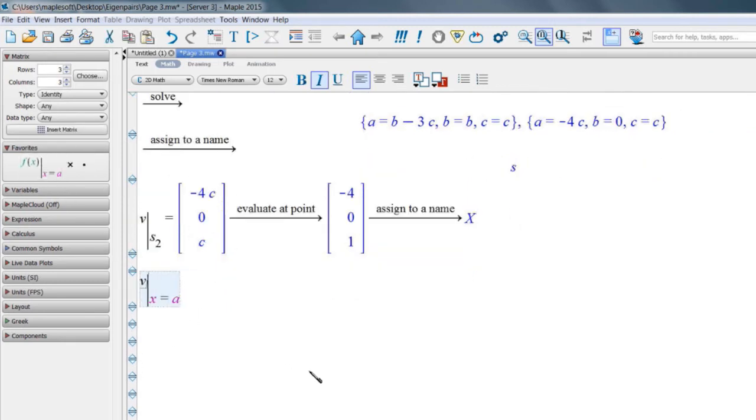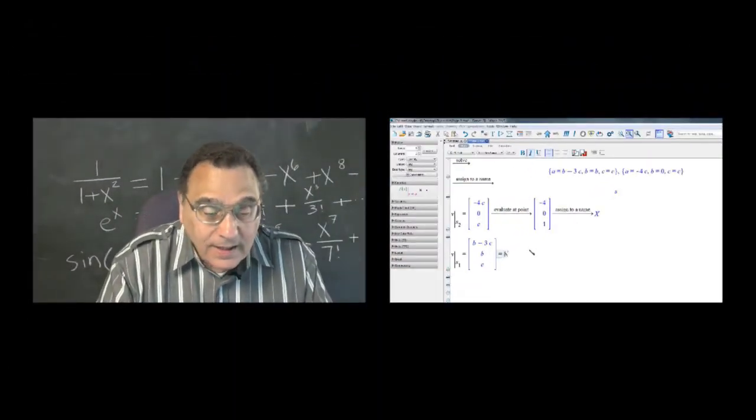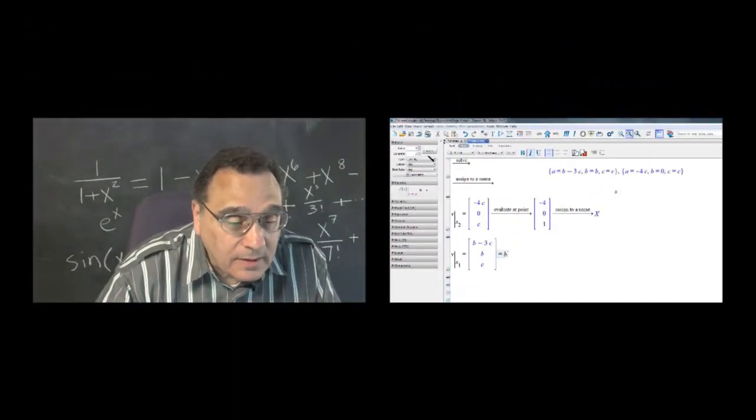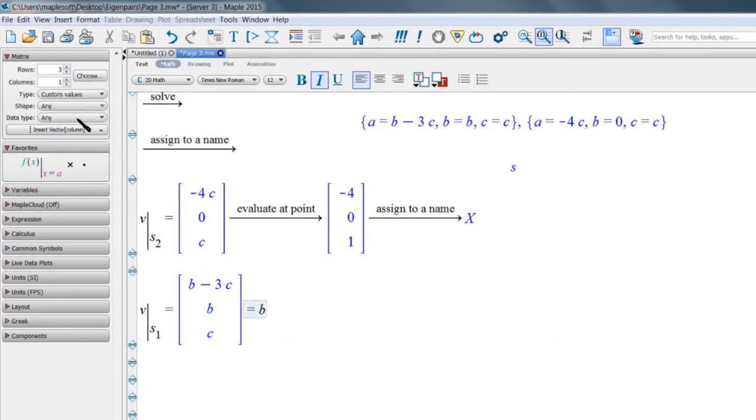So here's V. Let's do the first one. S1. Now I have 2 letters in here. I can't play this cute game about evaluate at a point. This is where the student has to see that this can be written as B times some vector. Now, I need a template for a vector.